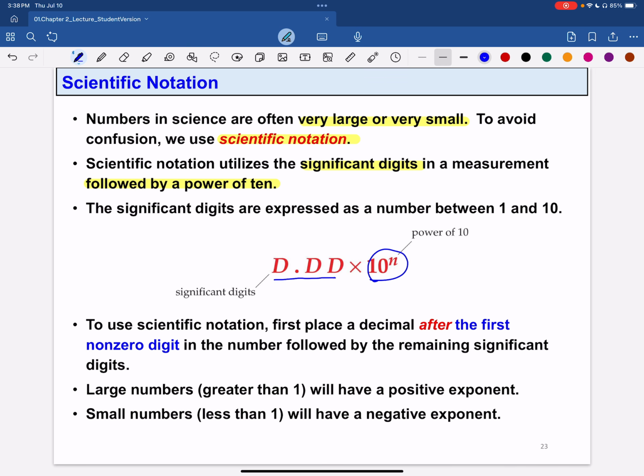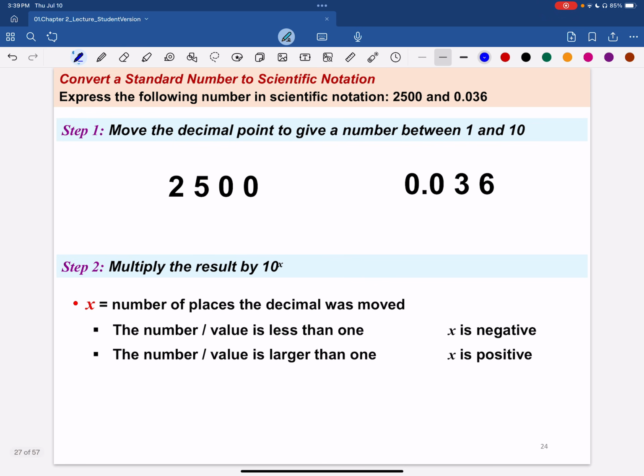Now, for the power of 10, the n here: if your number is larger than 1, then n will be positive, or that number will have a positive exponent. If your number is less than 1, then n will be negative, or that number will have a negative exponent. Now, let's write 2500 and 0.036 in scientific notation.